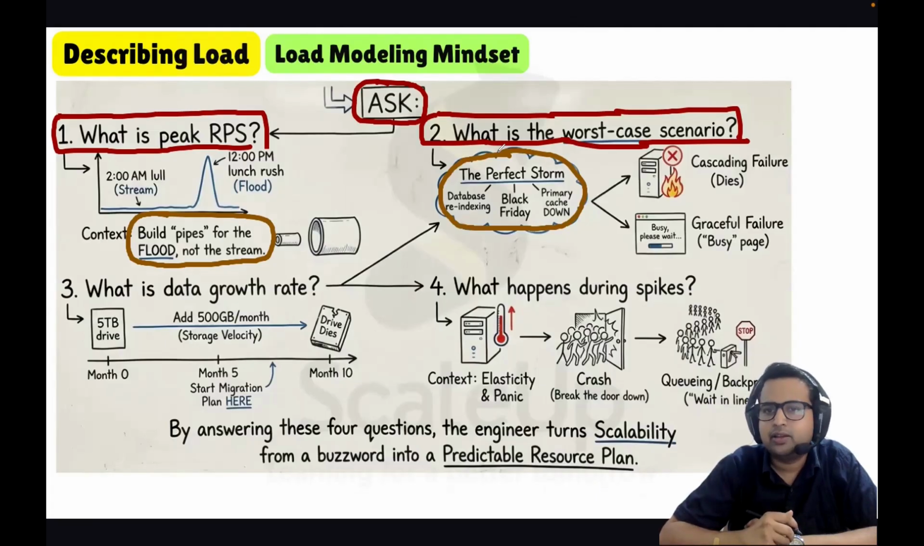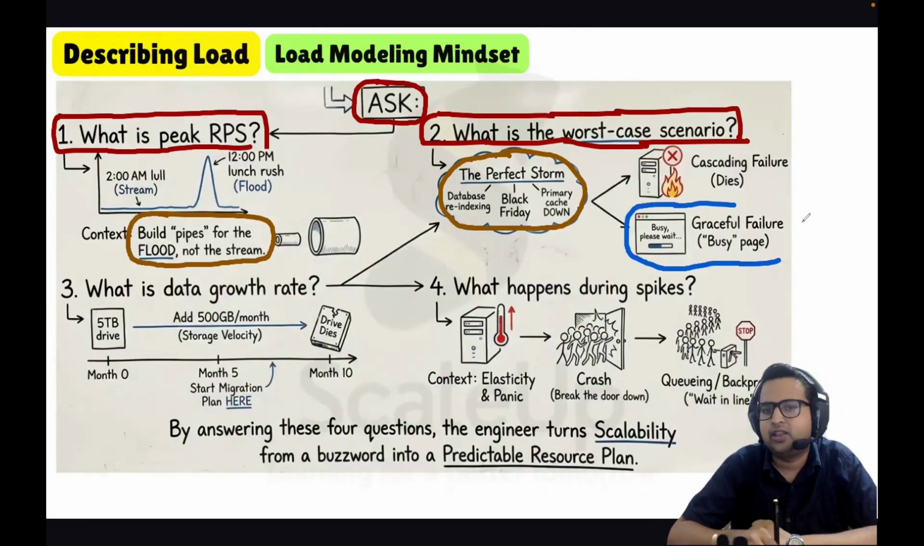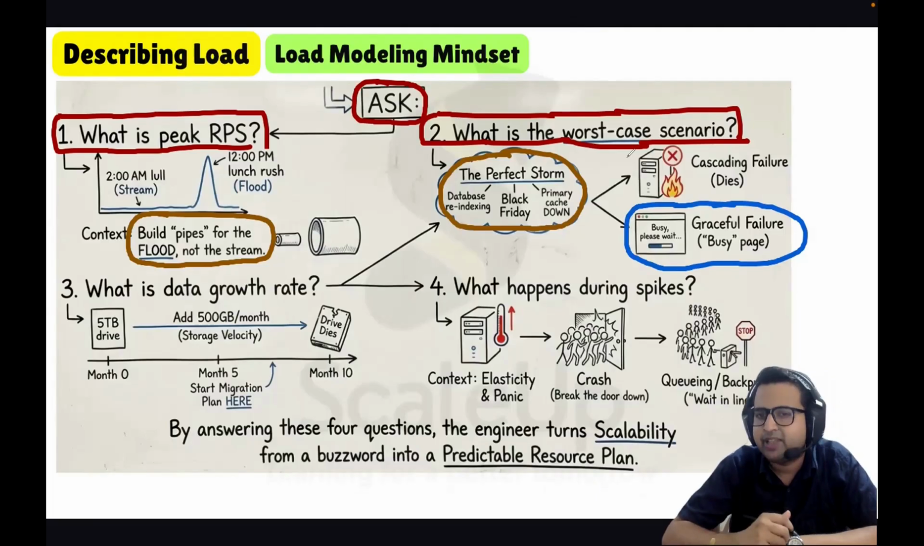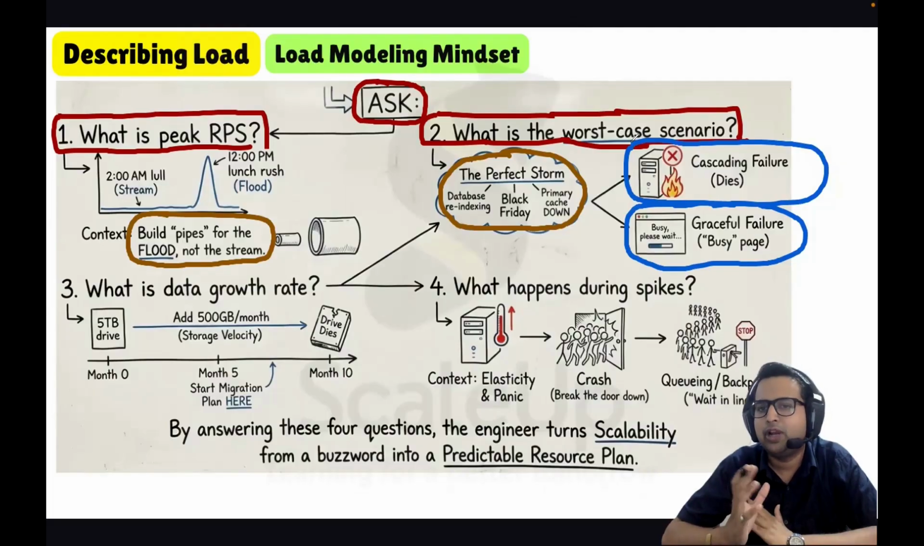They will also look at, does the system fail gracefully, showing a busy page, or does it experience a cascading failure where everything dies? So the good engineers look into the worst case scenarios, and they also try to figure out how the system responded to them. Did the system fail gracefully by showing a busy page, or some genuine message, or did the system just abruptly fail, keeping the user clueless?